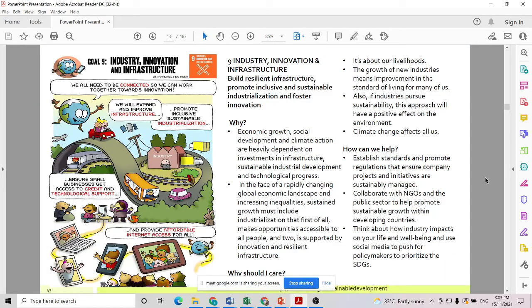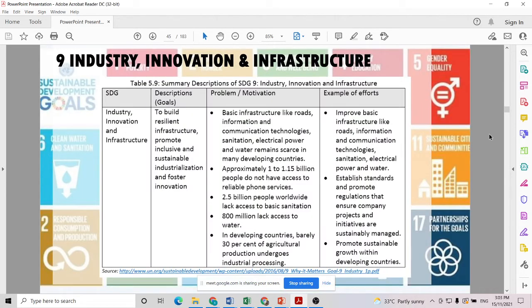Number 9, we have industry, innovation and infrastructure. What you can do is to build resilient infrastructure, promote inclusive and sustainable industrialization and foster innovation. So that is based on innovation and infrastructure, which means that whatever your innovation towards your infrastructure, you must include sustainable development. So what is the effort?